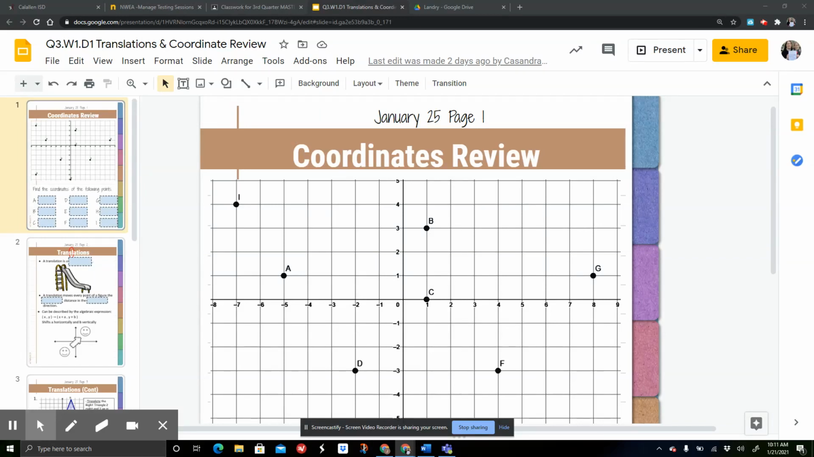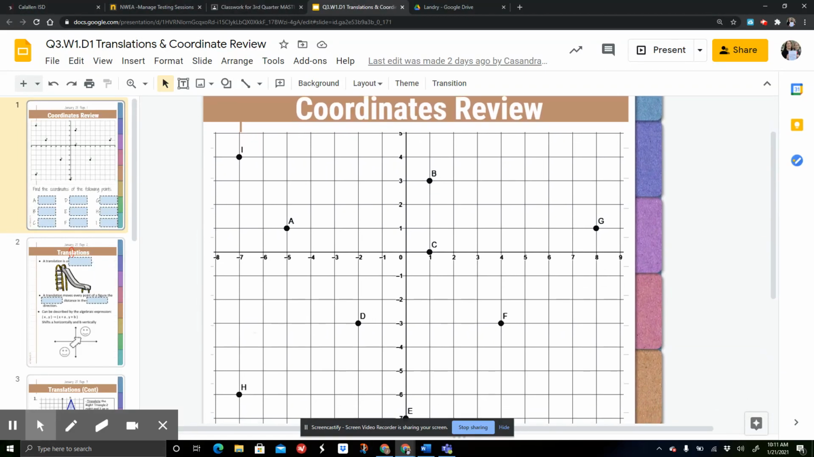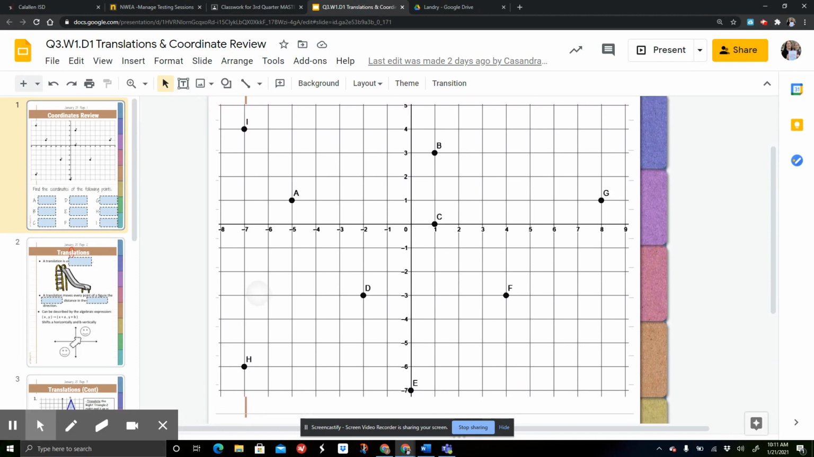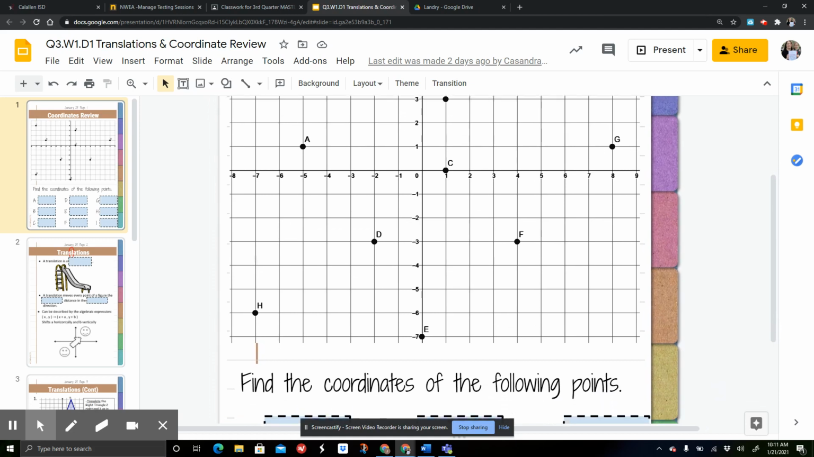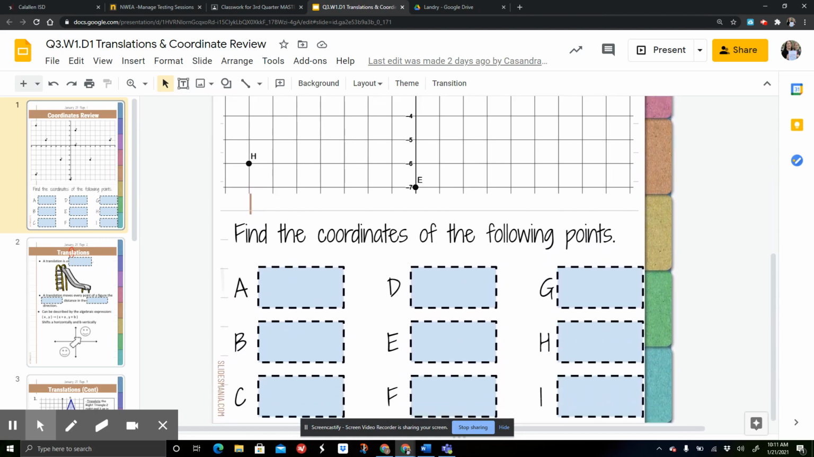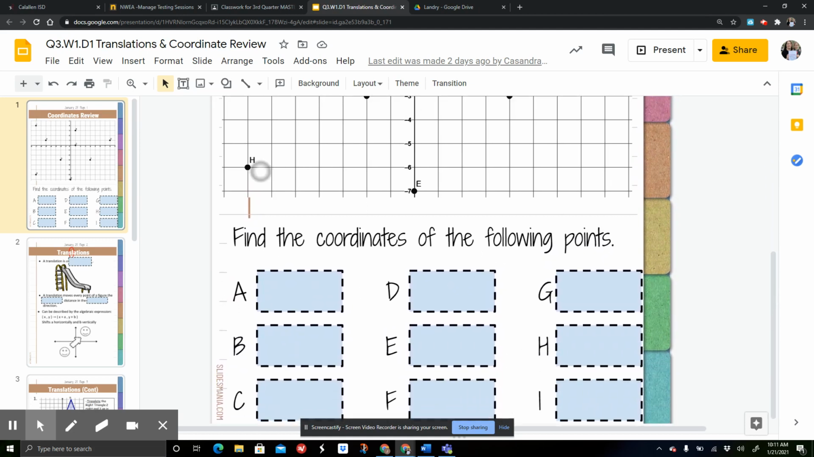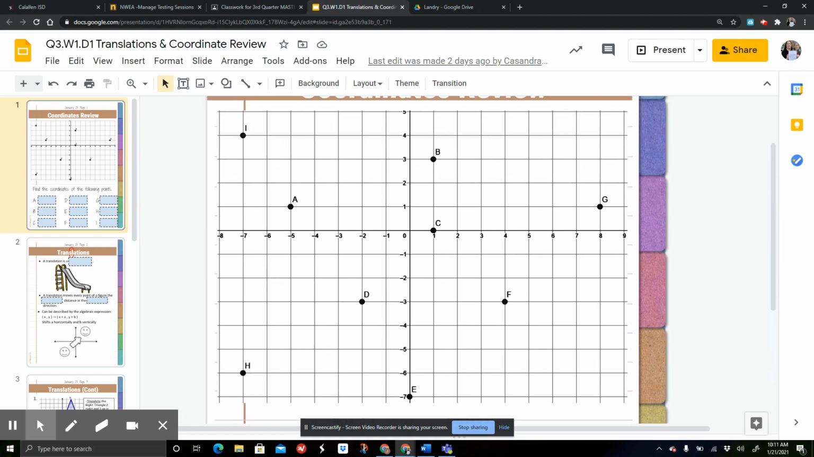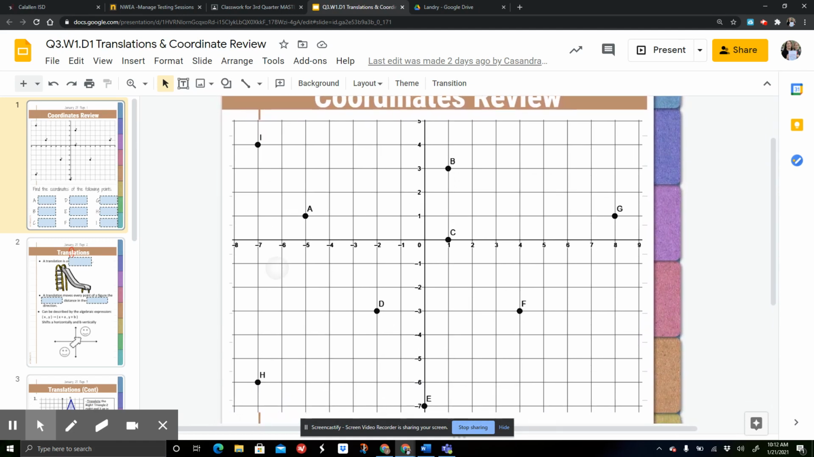Coordinates review. We're going to review how to get the points inside of the graph for each point. We want to write down the coordinates, and you're going to type them in right here, but I wanted to be able to zoom in a little more, so I'm just going to write them next to each dot.